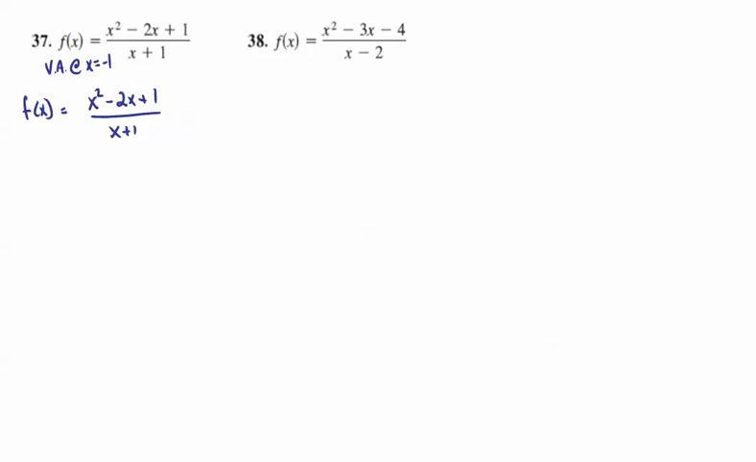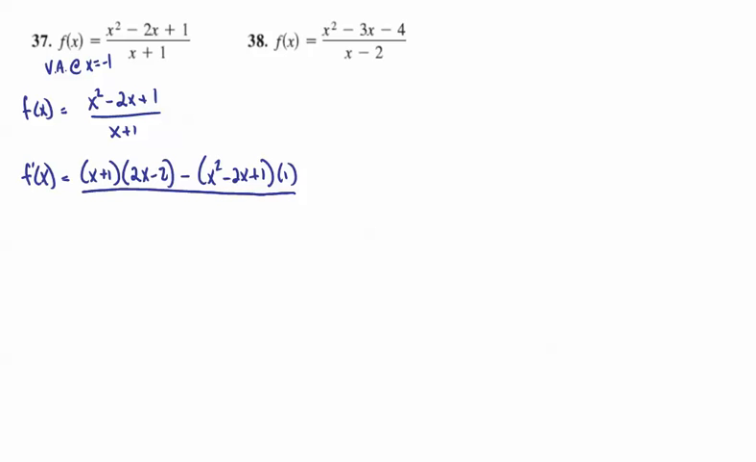Let's find the first derivative. We'll do a quotient rule: low d high, which is 2x minus 2, minus high, x squared minus 2x plus 1, d low, which is just 1, all over low squared. Now we still need to multiply out the numerator.